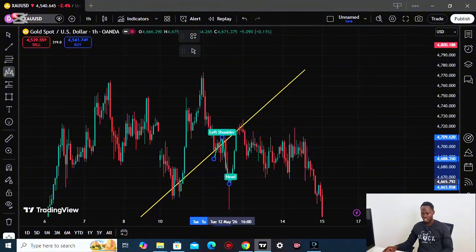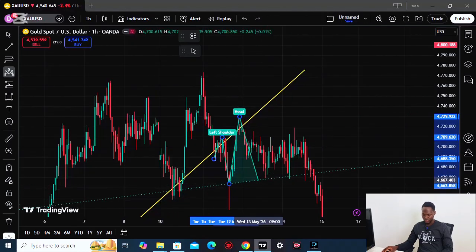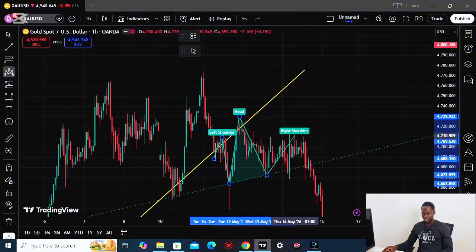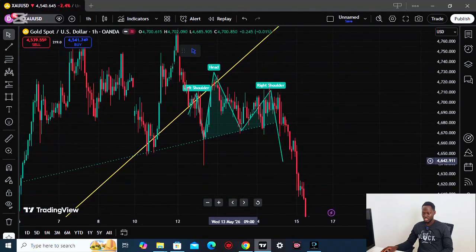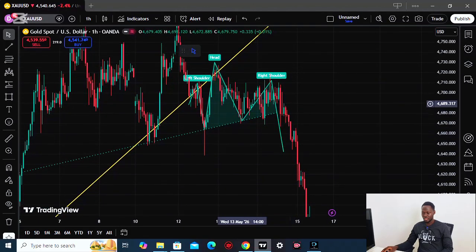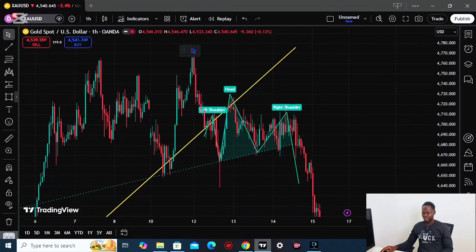Call this one the left shoulder. Pressing this and giving us this. Boom. So this is it. This one is the left shoulder, head, and the right shoulder. So this is what triggered my entry. So I will be entering. I entered this market targeting this region.